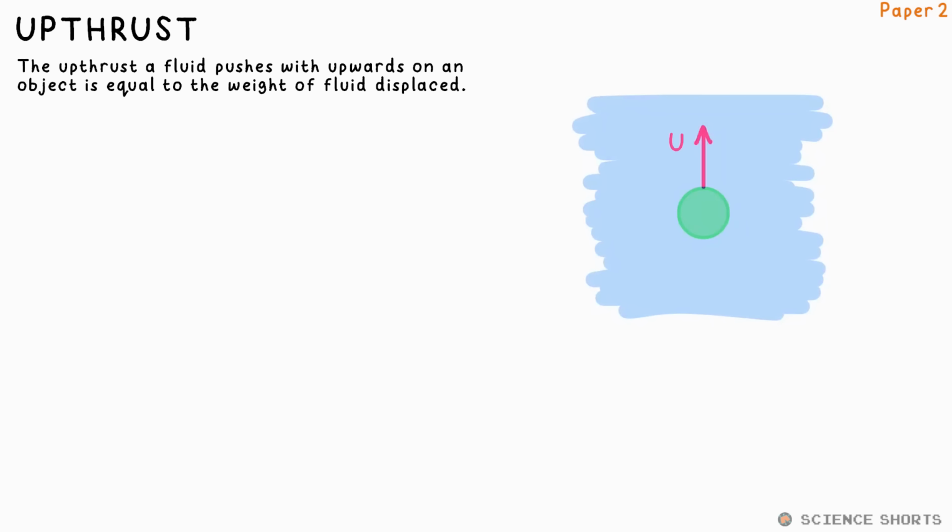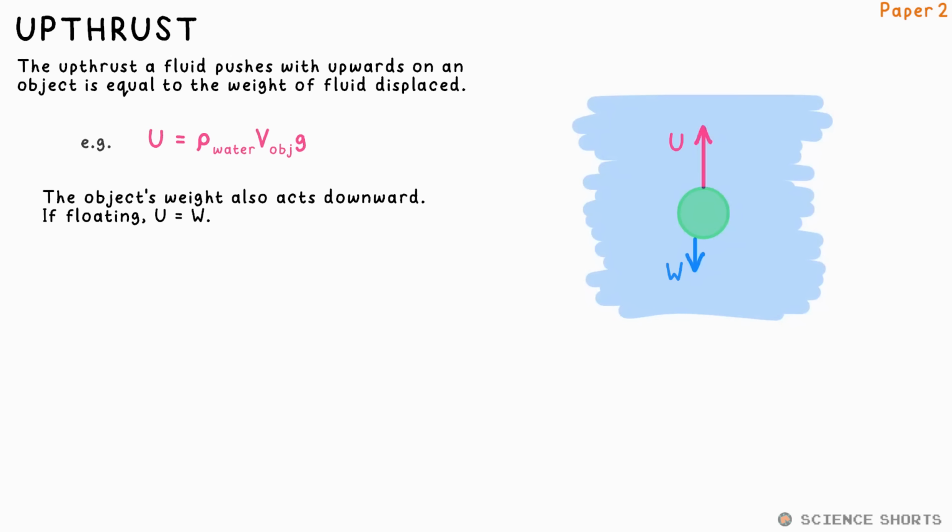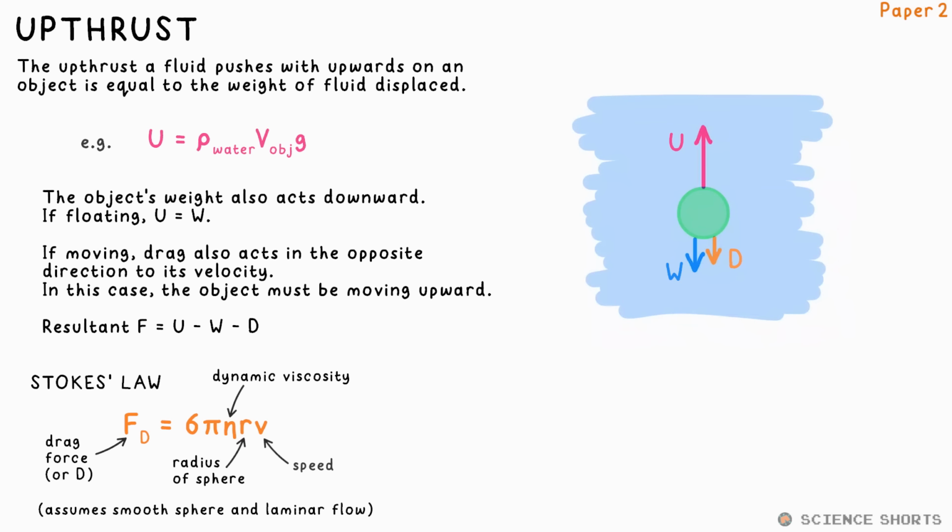This is due to the fact that the object displaces the same volume of liquid. That means the upthrust is equal to the weight of the fluid displaced. So U equals m times g, and m is equal to rho V, density of the fluid times the volume of the object. Of course, the weight of the object also pulls downward, so the resultant force is one minus the other, which can then be used in Newton's second law. If the object is moving, however, there will be drag pushing in the opposite direction to its velocity, which also must be taken into consideration when finding the resultant force.